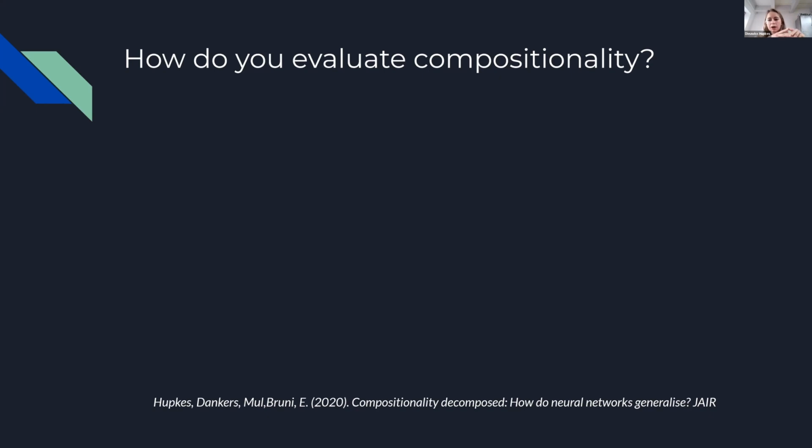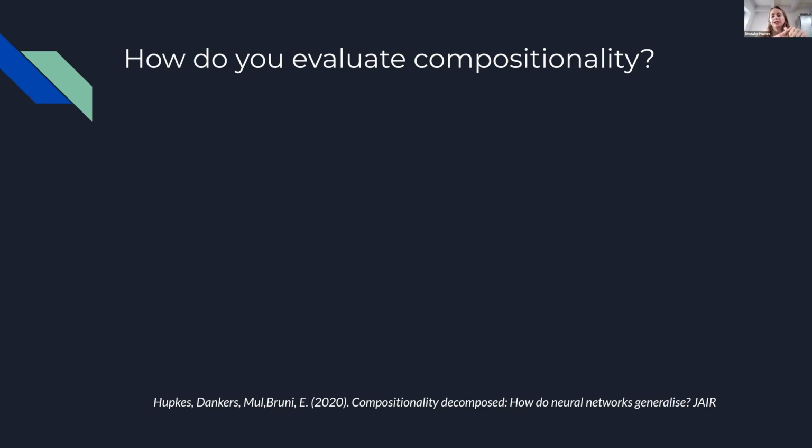Now, what we did a couple of years ago, I, together with Bernard Dankers, Matthijs Mul, and Elia Bruni, is we went back to all these many pages that are written about compositionality in philosophy of language, linguistics, and psycholinguistics. And we tried to come up with different interpretations of what someone might mean when they say that a model is compositional, or different compositionality properties. And we translated those into empirical tests that you can then apply to a model.